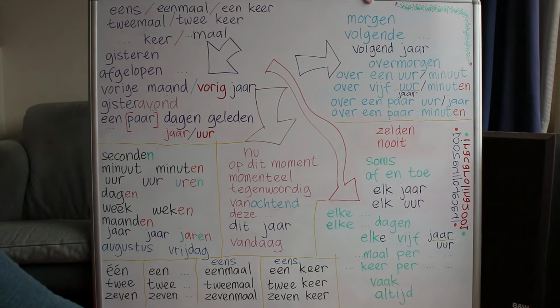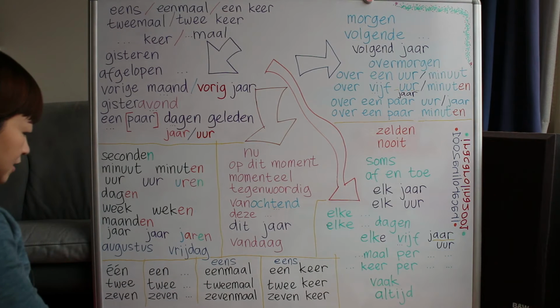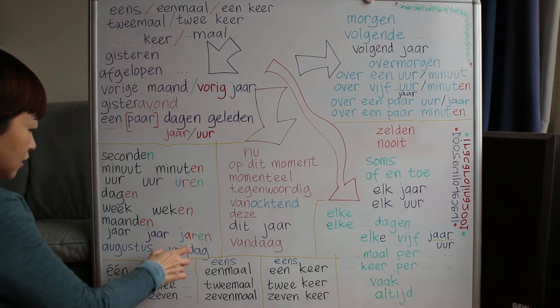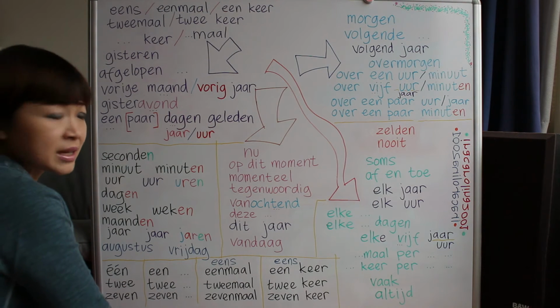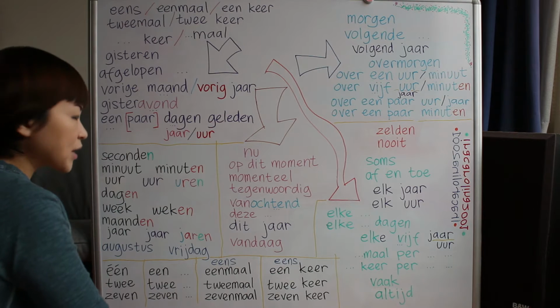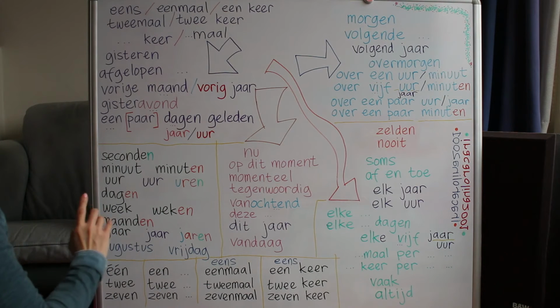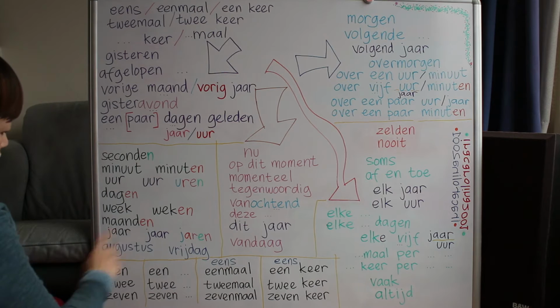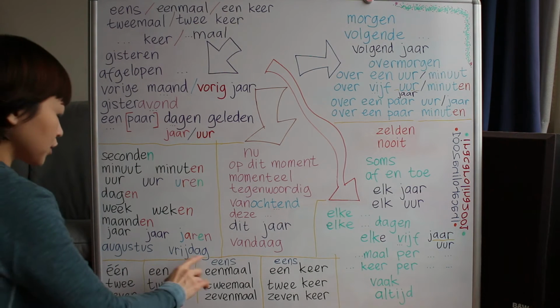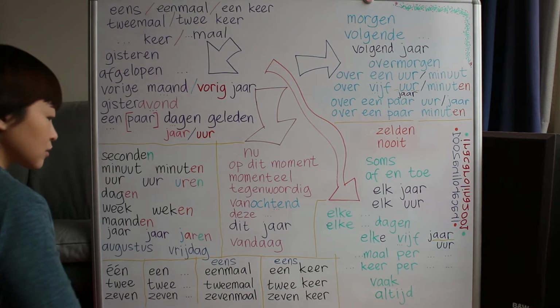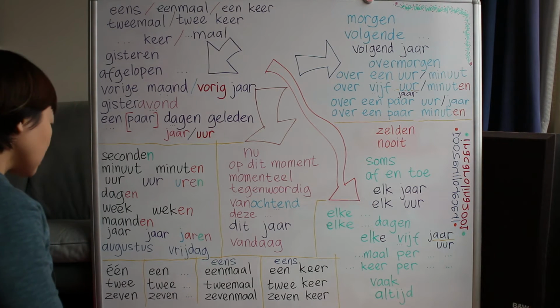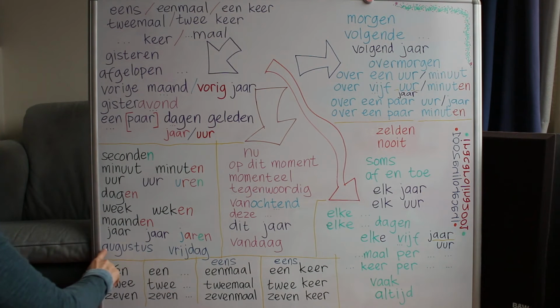This one is for months. August, we say Augustus. Friday, vrijdag. Vrij is free, dag is day, so Friday is free day. Vrijdag. We see here, if you write a month or a day, you write it with a small letter, lowercase, instead of a capital, uppercase.